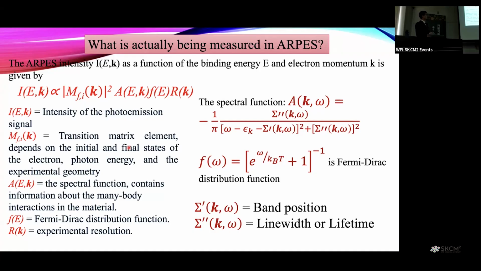Apart from that, you can get information only for the occupied states, at least in ARPES. And your resolution is also included there: the resolution of the detector, the light, as well as the lifetime of the electrons. All of these play an important role in the ARPES spectra.